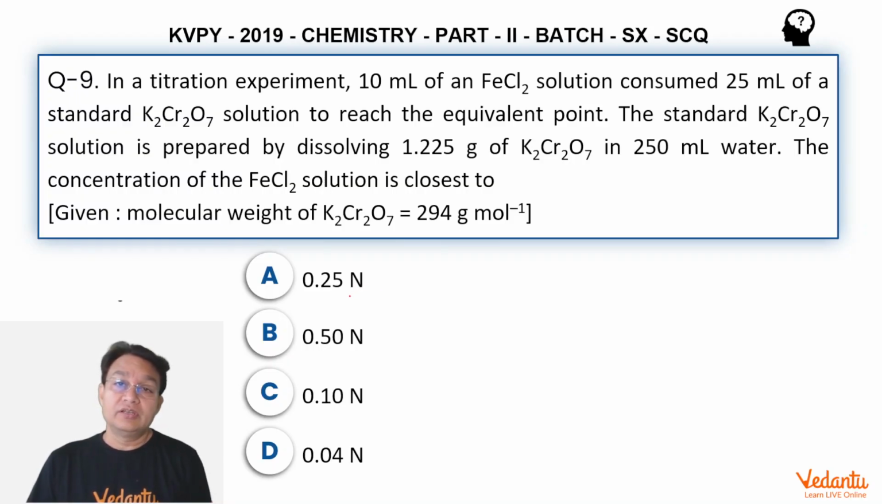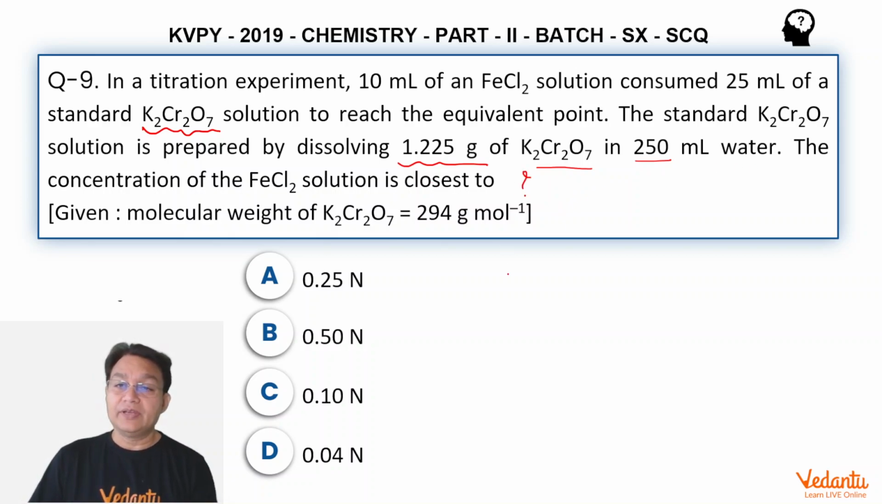Here is a question which belongs to a simple titration, and this is from Redox titration. In a titration experiment, 10 ml of FeCl2 solution consumed 25 ml of a standard K2Cr2O7 solution to reach the equivalence point. The standard K2Cr2O7 solution is prepared by dissolving 1.225 grams K2Cr2O7 in 250 ml of water. What is the concentration of FeCl2 solution?